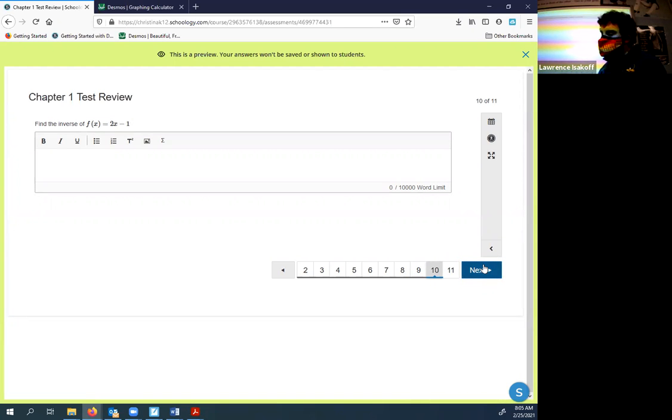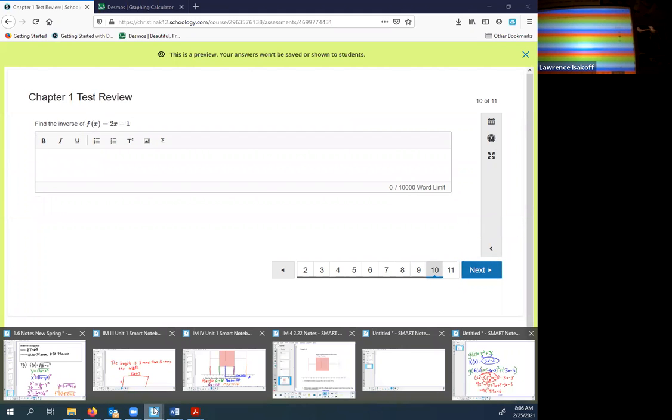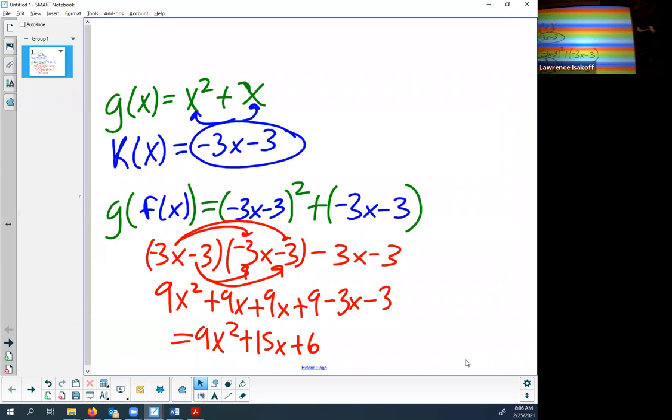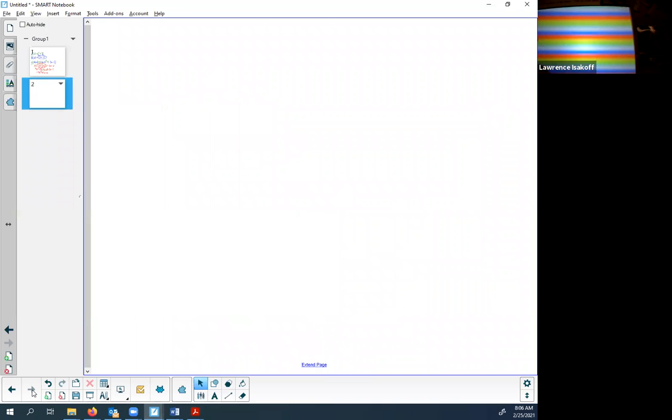Find the inverse of this. So here, again, I'm just going to do the work on scrap paper. If I were you, I would upload that work with it. Just because I'm doing it on my Smart Notebook file, and for time's sake, I'm not going to upload the full picture. I'm just going to put the final answer. So find the inverse of this. 2x minus 1. Okay. I will add numbers to this too, so we realize which ones they go with.